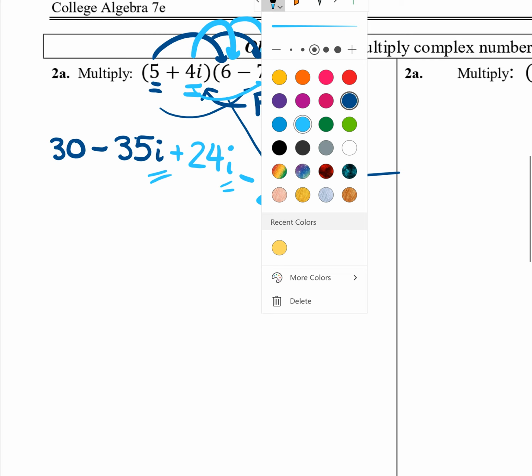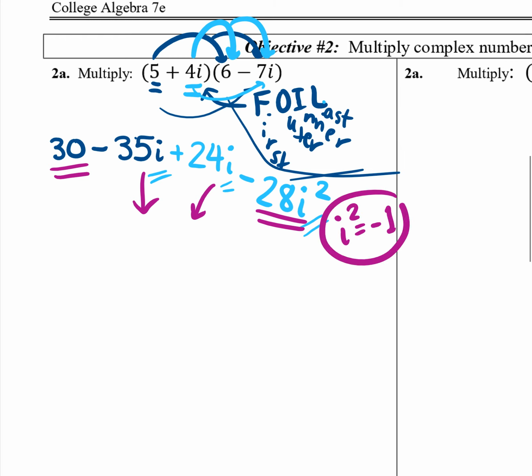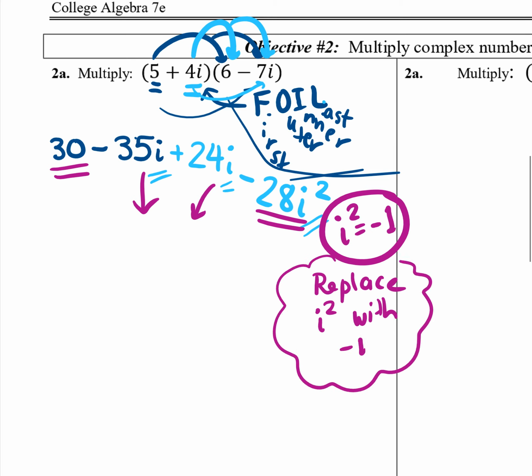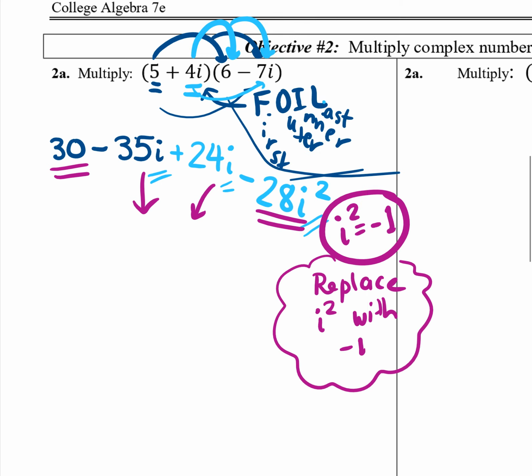So let's see, then we have some like terms. These guys are like terms, they have an i attached. These two are not like terms yet, they will be. If you remember, we wrote it at the very top at the beginning of this lecture video: we said i squared was negative 1. So anytime we see an i squared, which only happens when we're multiplying or dividing complex numbers, we're going to replace i squared with negative 1. Anytime you see it, it's fair game to replace it.